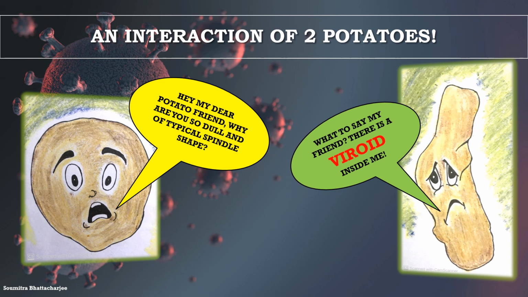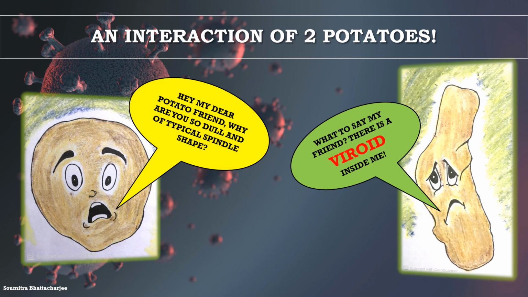Hey, wait! Two potatoes are interacting, but one is of normal spherical shape, whereas the other is of typical spindle shape, and the second potato looks very sad. Why, what happened? Let's see. The first potato says, "Hey my dear potato friend, why are you so dull and of typical spindle shape?" The second potato says, "What to say my friend, there is a viroid inside me."